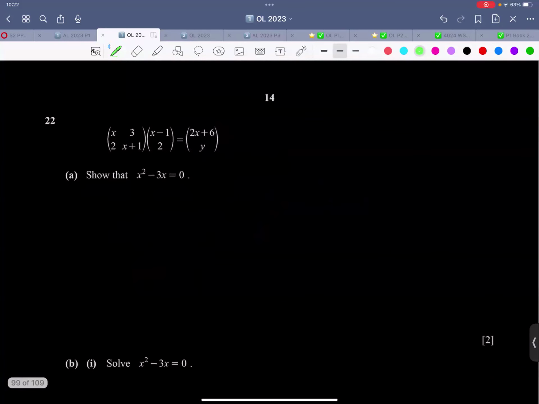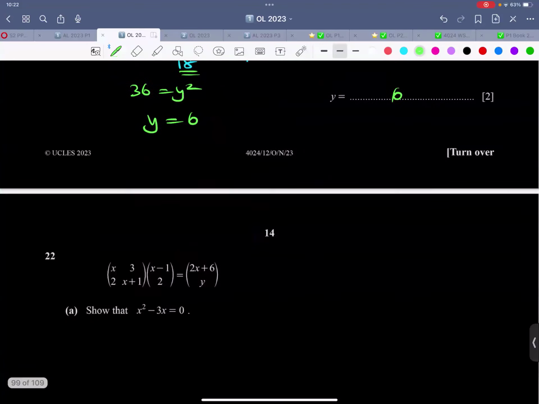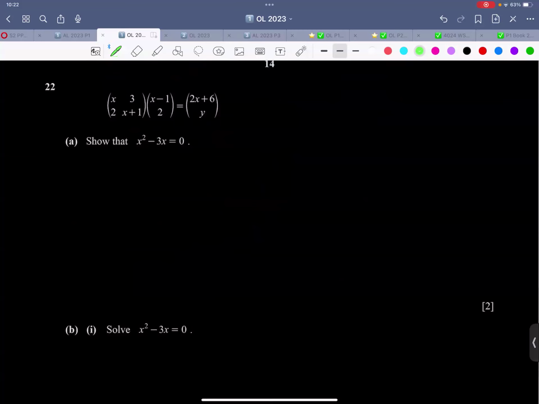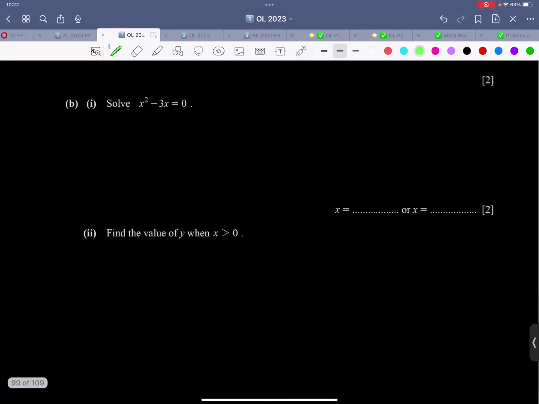Now, question number 22 is about matrices and quadratics. So now it's matrix multiplication. Let me highlight something. This thing will multiply with this thing, and this green thing will also multiply with the blue thing. Now the question says, show that this thing equals 0, solve this equation, find the value of y when x is greater than 0.